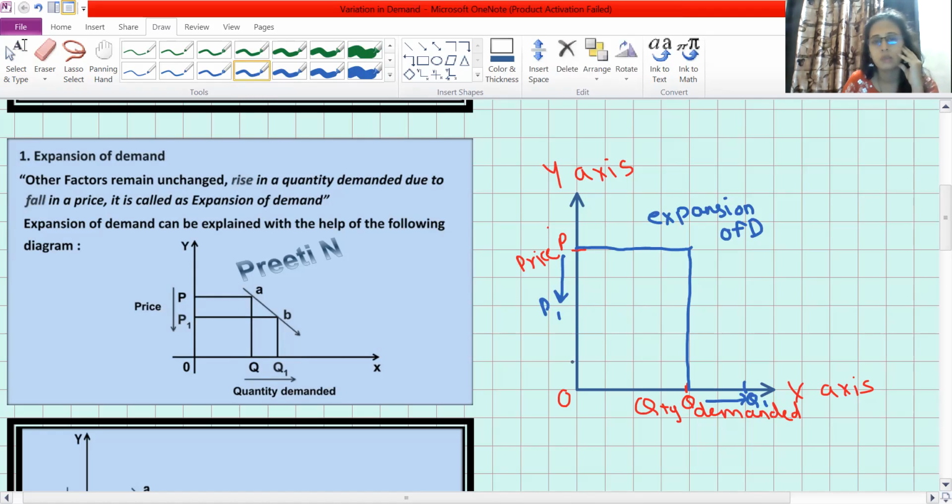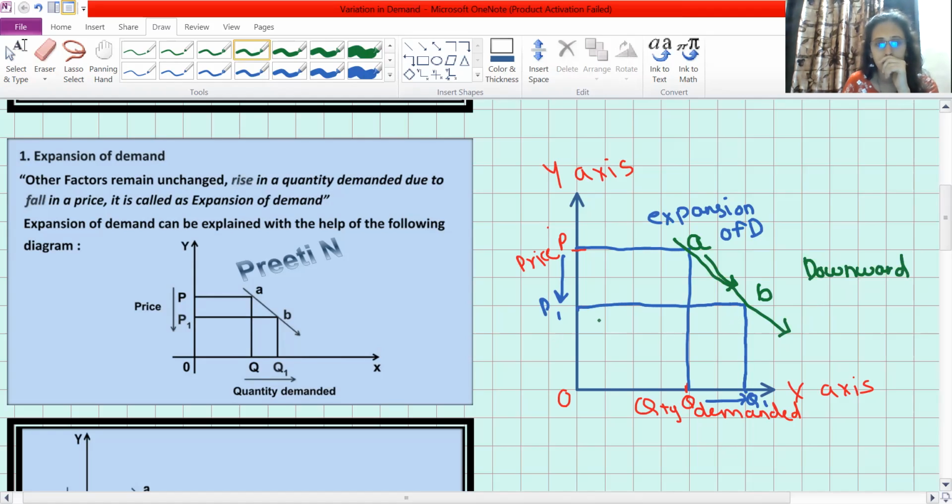My new price is OP1, and my new quantity is OQ1. See, initially I was here at point A, then I moved to the downward side, that is B. So you can say that it is downward sloping. You can see from A to B, the movement is downward sloping. You can say that there is an inverse relationship.